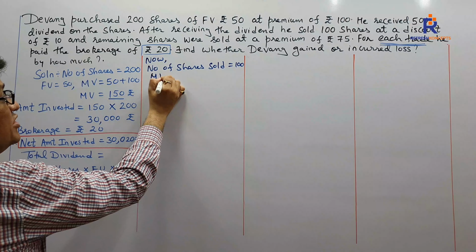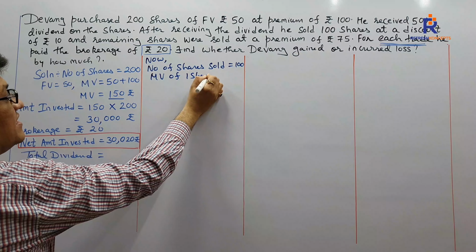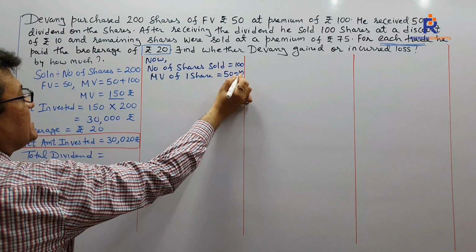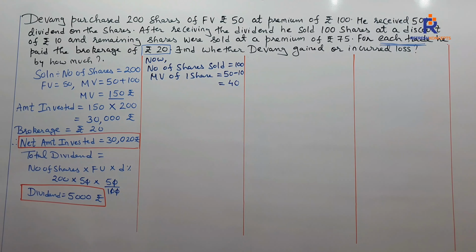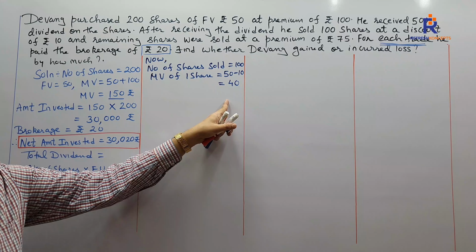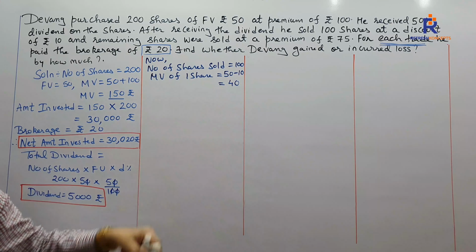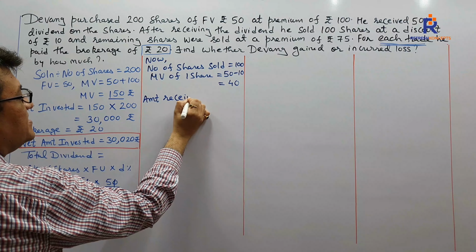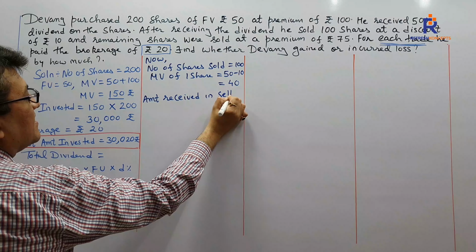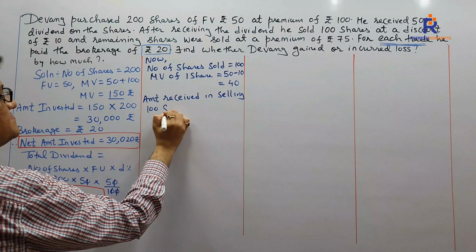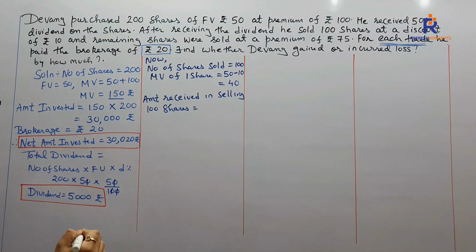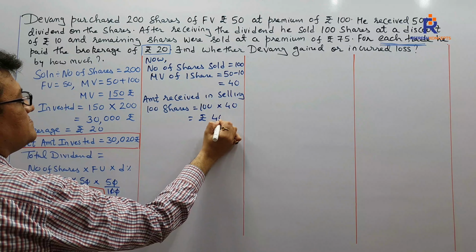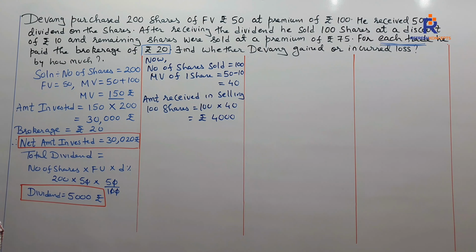What is the market value of one share at a discount of 10? So face value is 50 minus 10, answer is 40. So the market value of one share while selling 100 shares is 40. So amount received in selling 100 shares is 100 into 40, rupees 4,000.